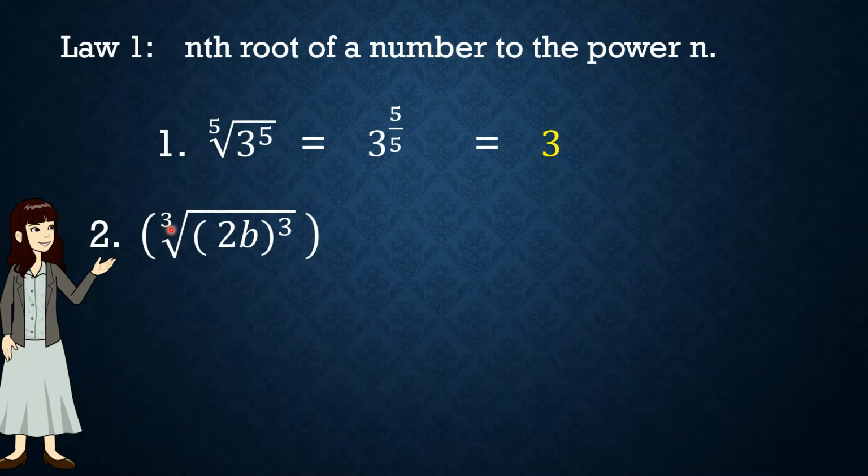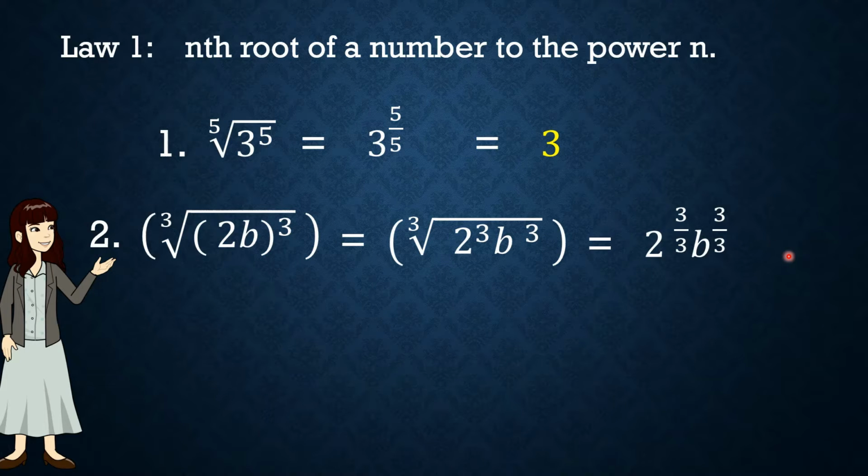Number 2, the cube root of the quantity 2b cubed. So we will distribute the exponent. We have the cube root of 2 raised to 3, then b raised to 3. We will write this in rational exponent, so it becomes 2 raised to 3 over 3, b raised to 3 over 3. If we simplify this, 3 over 3 is 1, and 3 over 3 is also 1. So our answer is only 2b.